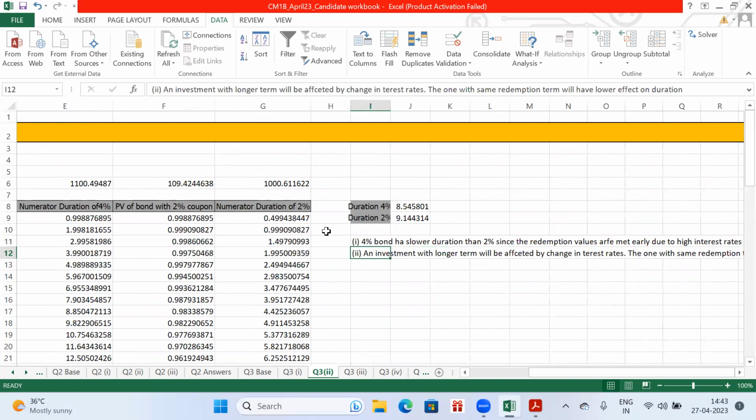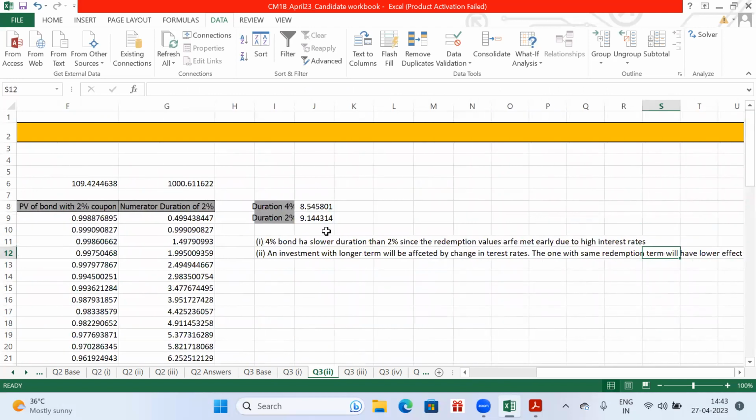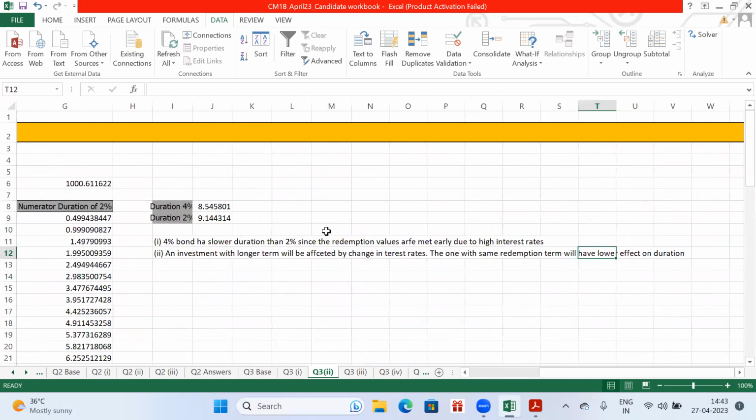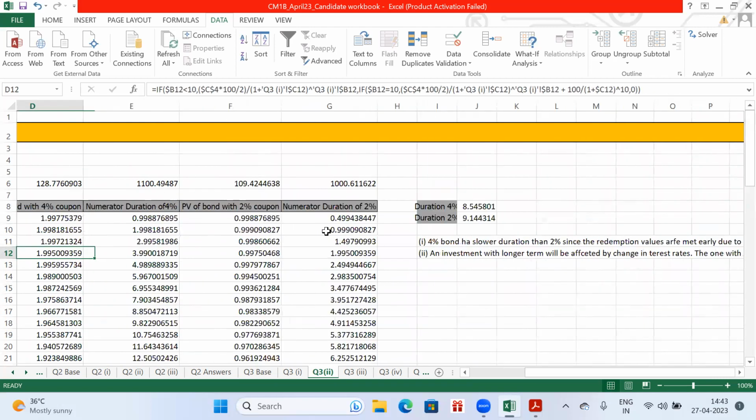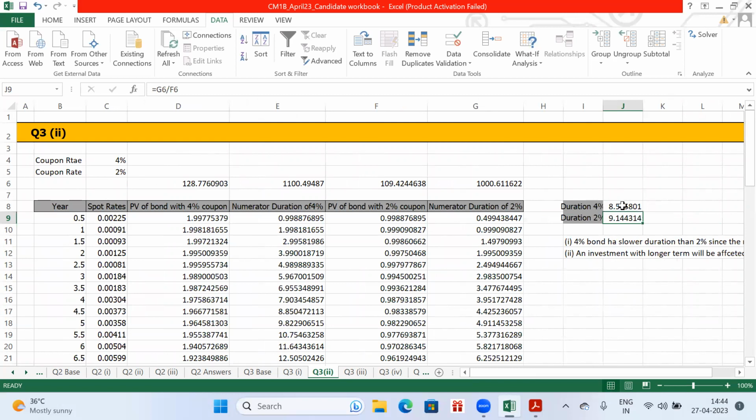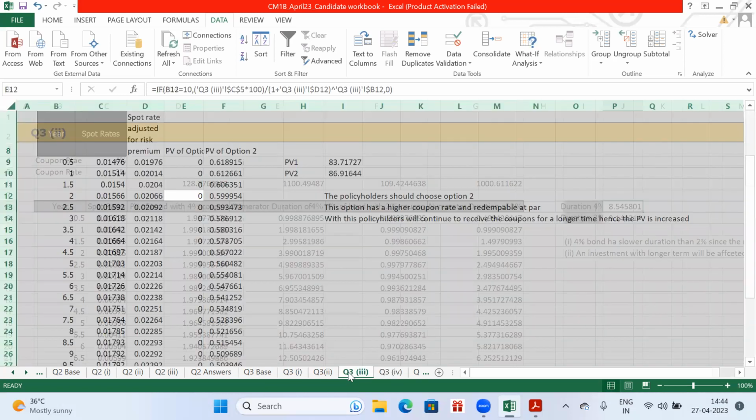Okay, a long-term investment gets affected with change in interest rates, whereas the one with the same redemption rate will not have much effect on the duration. Okay, so the duration is lower only because of the higher coupon rates, nothing else. Again, it depends on different comments which people can give.